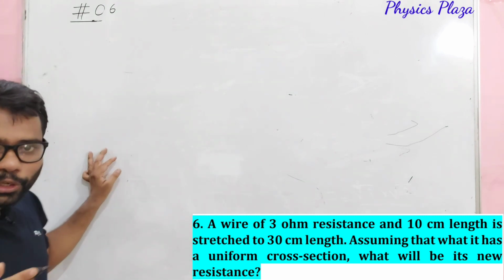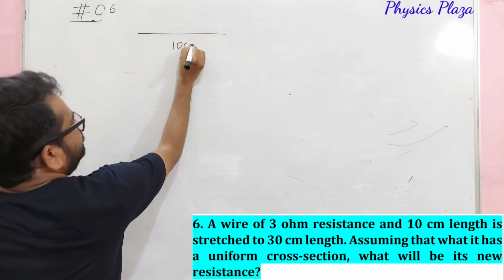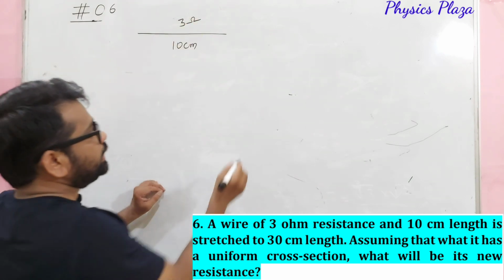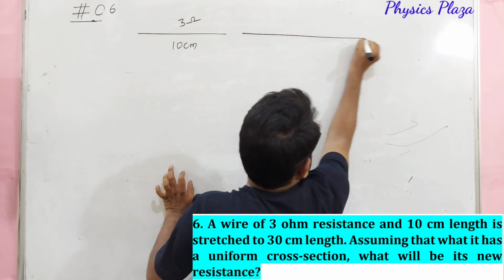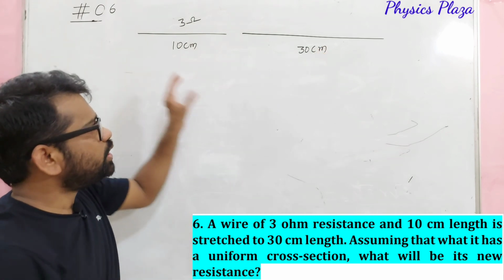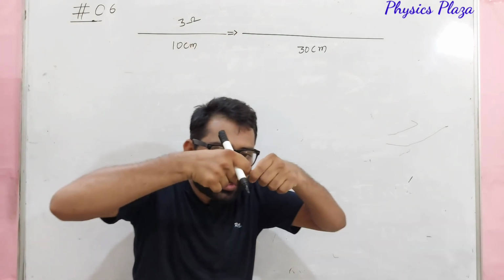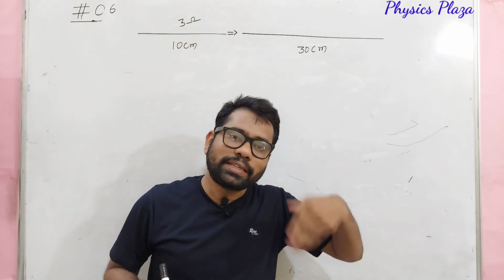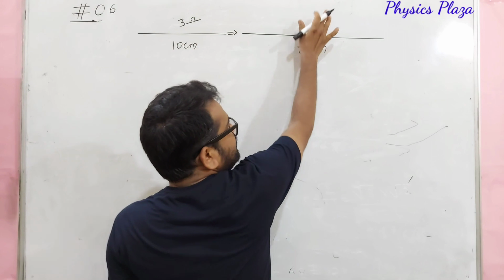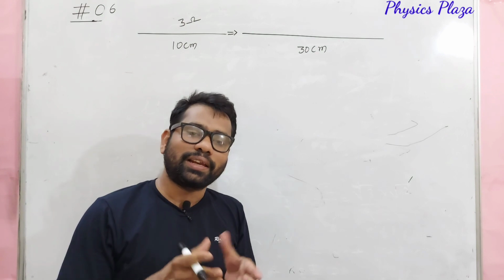Children, according to the numerical, here is a wire of length 10 centimeters and it has resistance 3 ohm. Now it is stretched in such a way that its length becomes 3 times. That is, the new length is 30 centimeters. Children, try to understand, it is the same wire only. Just it is stretched so that its length of 10 centimeters became 30 centimeters. Now, what is the resistance of this wire, which is stretched, they are asking? For that wire, we have to calculate the resistance.